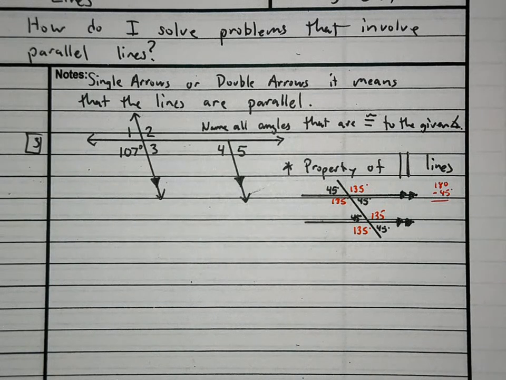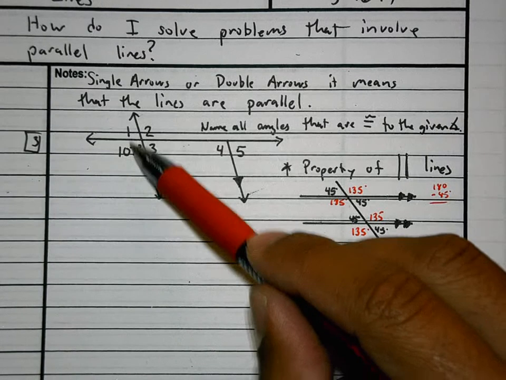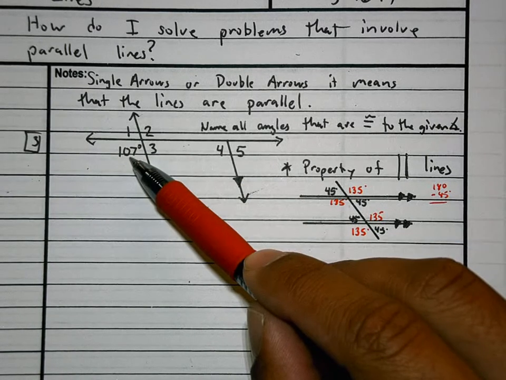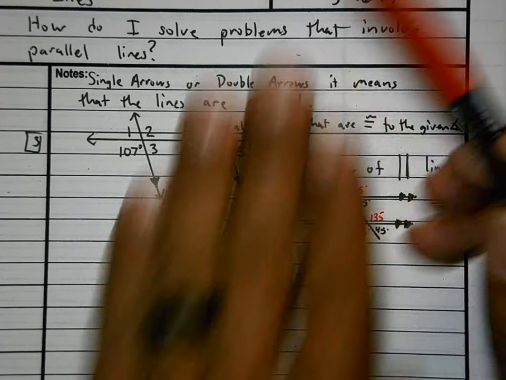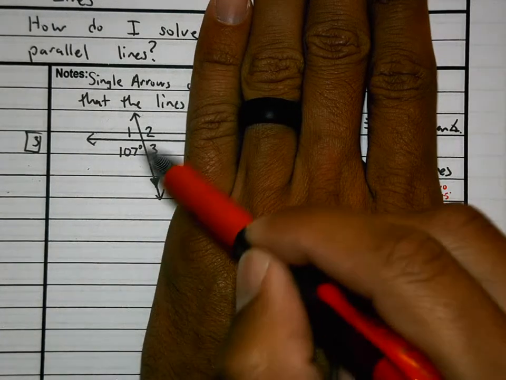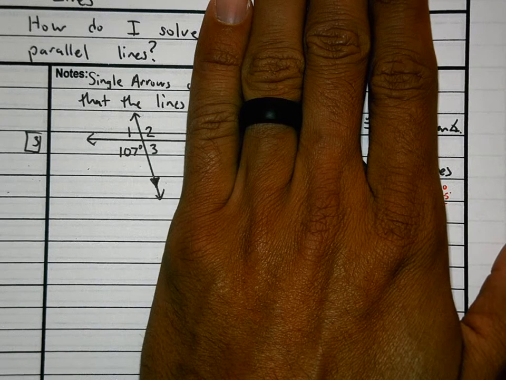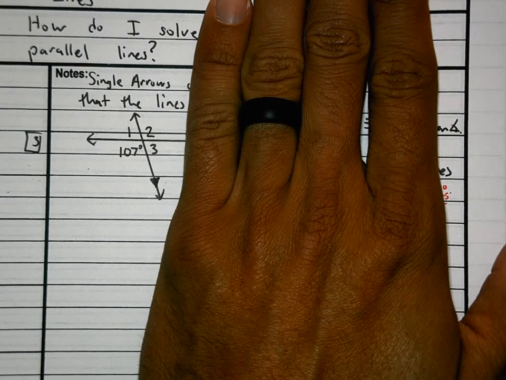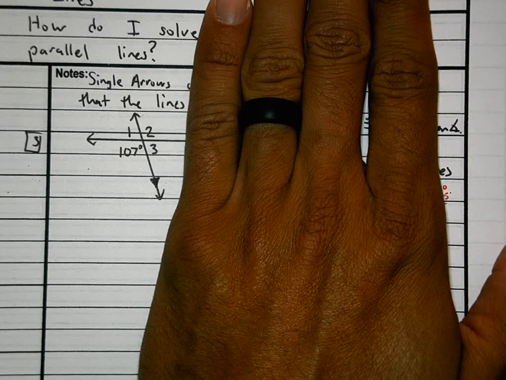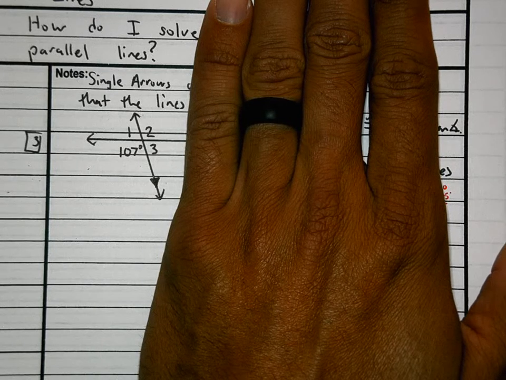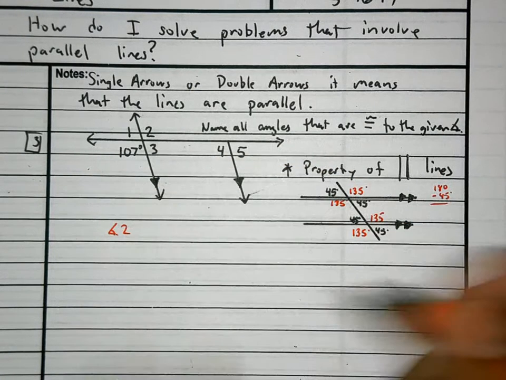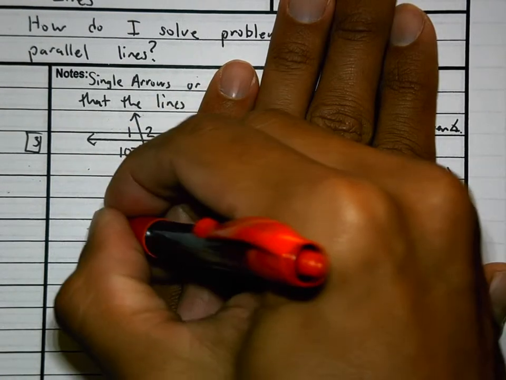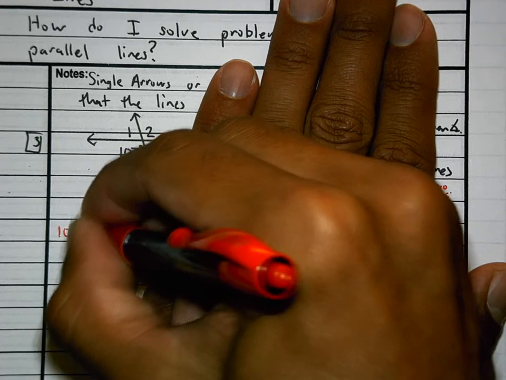So, that means if this is the only angle that's given, 107 degrees, it's the only one that has a measurement, I can cover this side up and you should know which angle is the same as 107 degrees. It has something to do with a vertical angle. Do you know which number is going to be the same as 107? Which angle? Two. So I'm going to write down over here, angle two is congruent to 107 degrees.